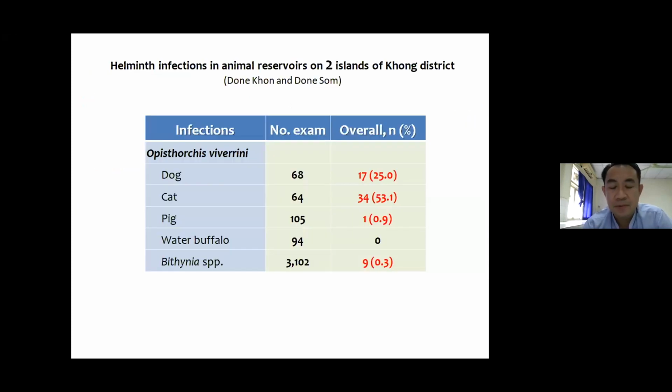And this is the result of animal reservoir hosts for Opisthorchis. So we found that dogs infected with Opisthorchis viverrini were around 25%. In cats, it's around 53.1%, and in pigs only 0.9%. We could not find any Opisthorchis eggs in buffalo. The infection rate in Bithynia snails is around 0.3%.